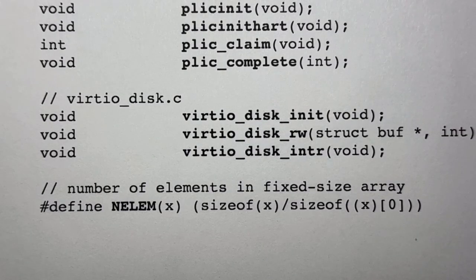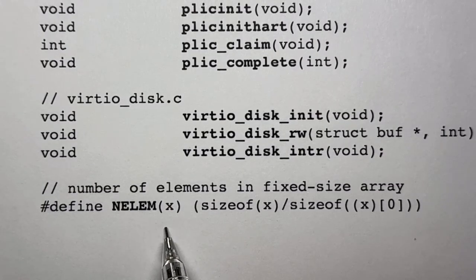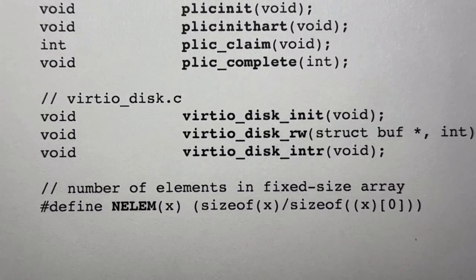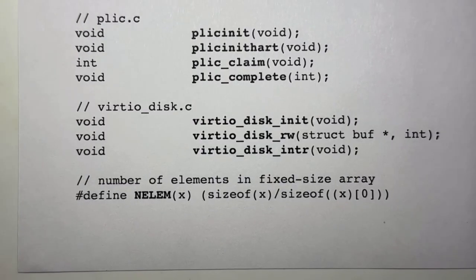By using this macro, whenever you change the size of some array, you don't have to go through all the code and change a bunch of for loops all over the place. If you've used NELEM, you don't need to change anything beyond the array definition itself. Plus, using this probably makes the code a bit clearer, and since it's a macro function, it doesn't incur any execution penalty.